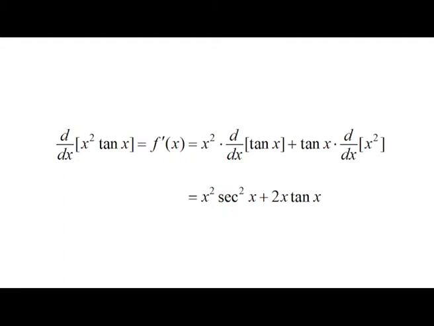With the above basic derivative formulas, we can find the derivative of the product of functions of which one function is a trigonometric one. As an example, let us find the derivative of f of x equals x square into tan x. Using the product rule of differentiation, f dash x equals x square into d by dx of tan x plus tan x into d by dx of x square, equals x square into sec square x plus 2x tan x.